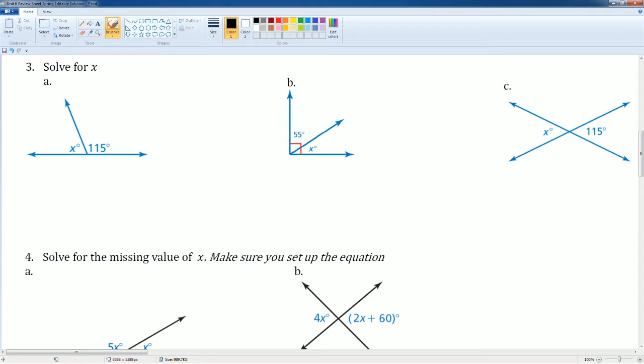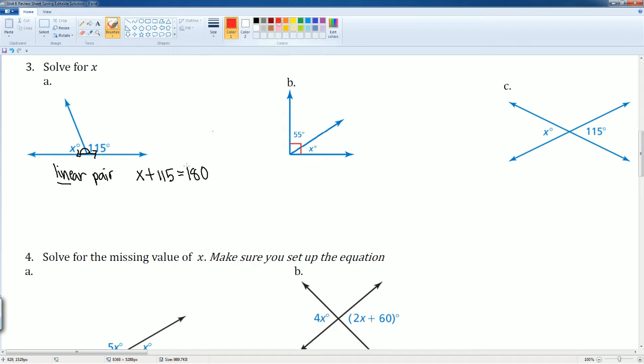To solve for x, we have to make sure we understand the angle relationship that allows us to set up the equation to solve for it. So here we saw that these two angles make a line, so we call this a linear pair. We know that linear pairs add up to 180. Therefore, we can set up the equation x plus 115 is going to be equal to 180. Again, that is because they make a line, a linear pair.